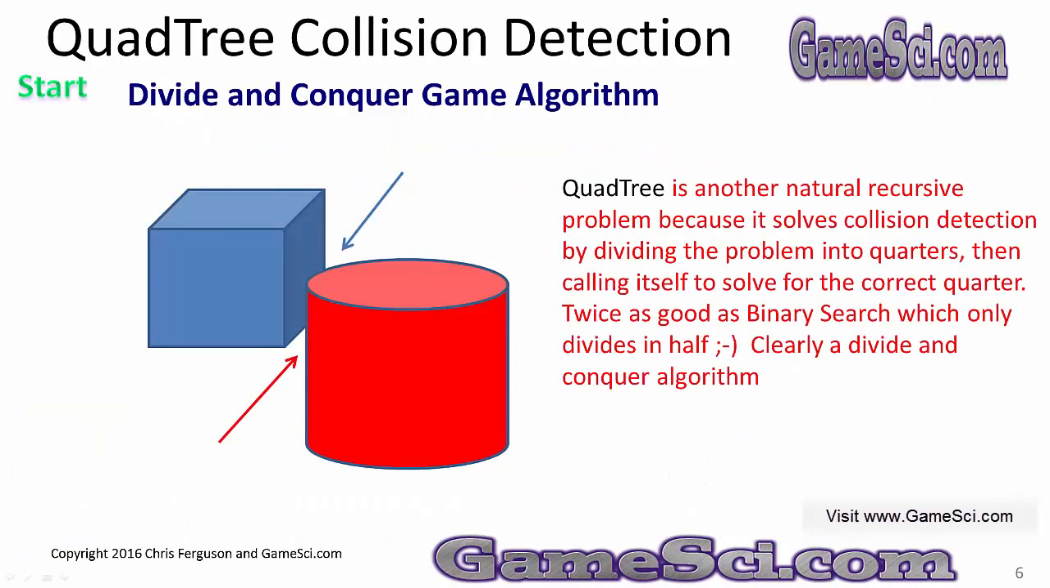I'm going to wrap it up with this last slide on what's called Quadtree collision detection, another divide and conquer game algorithm. Quadtree is another natural recursive problem because it solves collision detection by dividing the problem into quarters, then calling itself to solve for the correct quarter. It's twice as good as binary search, which only divides in half. Basically, we're talking about the same concept. Divide my search area into 4 parts instead of 2 parts like binary search does. Clearly a divide and conquer algorithm. We're going to divide into 4s or quarters.